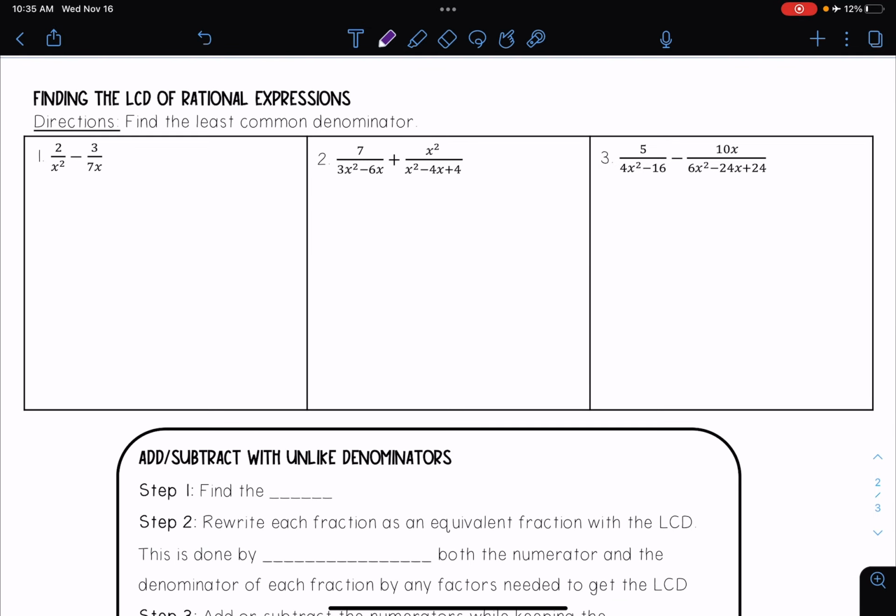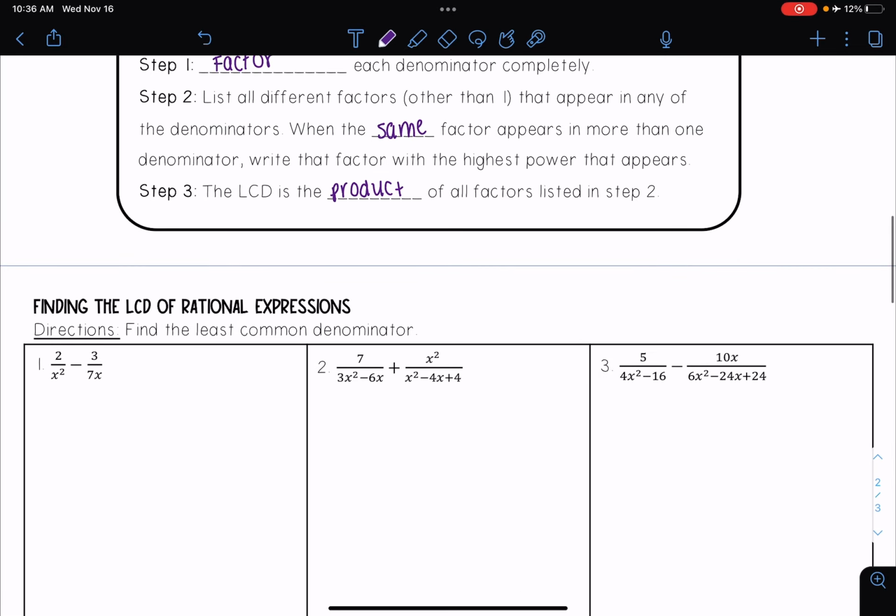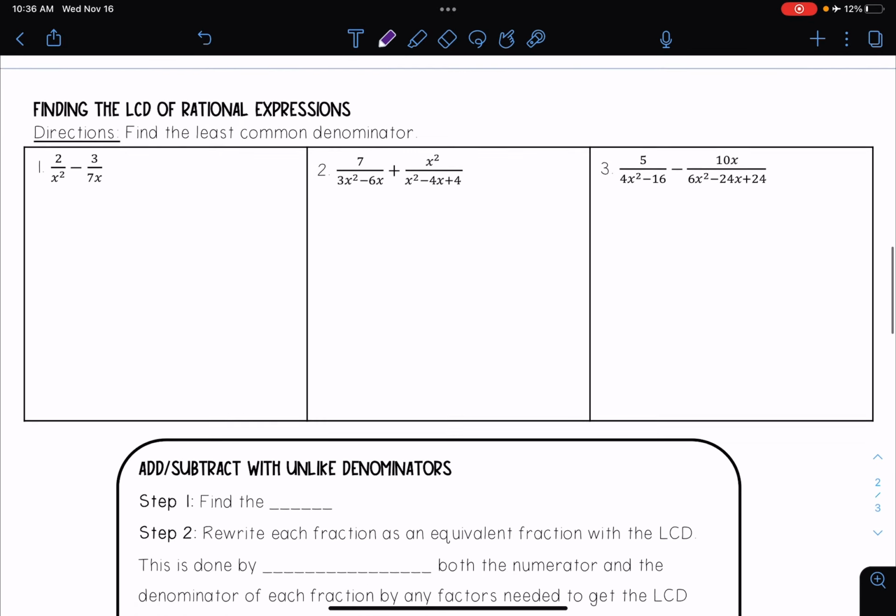Okay, so let's look at some examples. So here I want to find the least common denominator of each of these. Number 1, I have 2 over x squared minus 3 over 7x. And so first step, I need to factor. Both of those denominators can't be factored anymore. And so now I'm going to be listing all of the different factors other than 1.